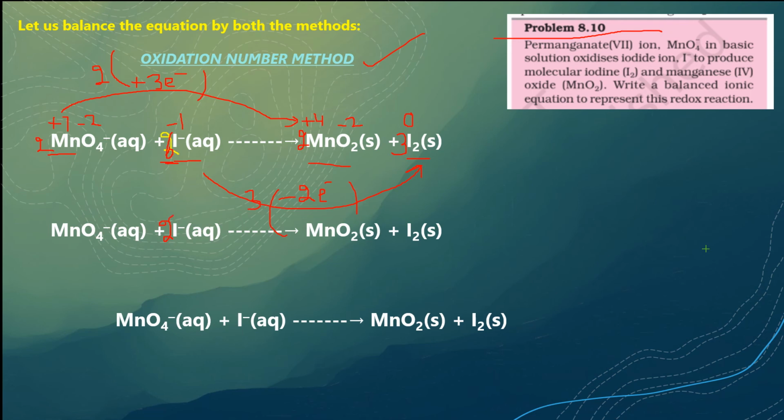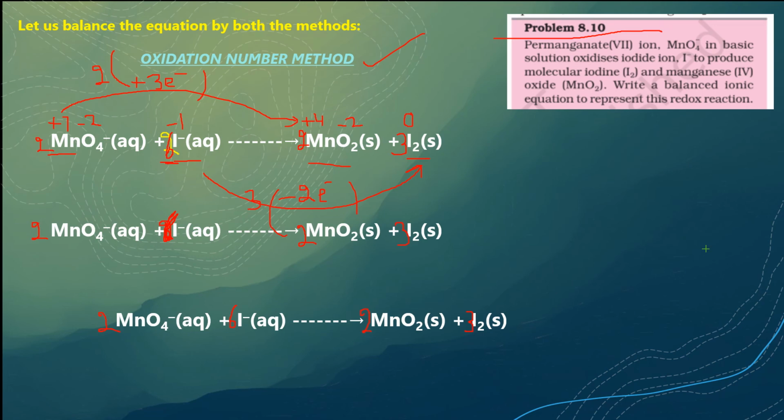So here I will not write 2, I will write 6 now. 6I minus. And then it was 2. It has become 3. So I have reached here. Let me write it clearly. 6 here, 2 here, 2 here, and 3 here.